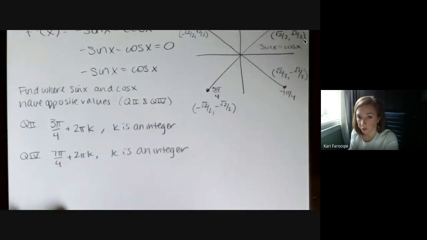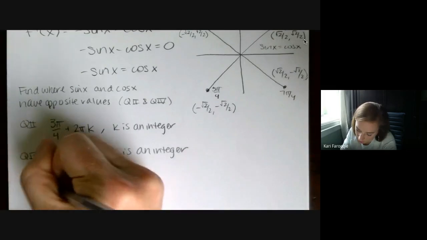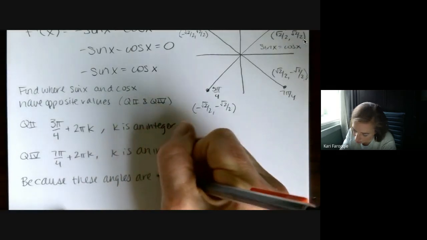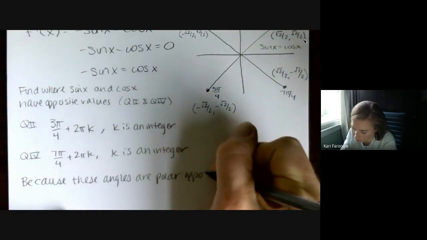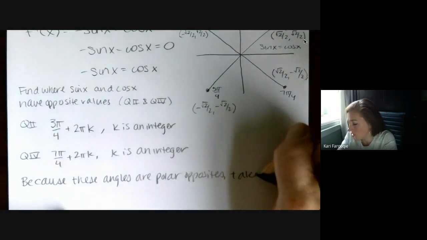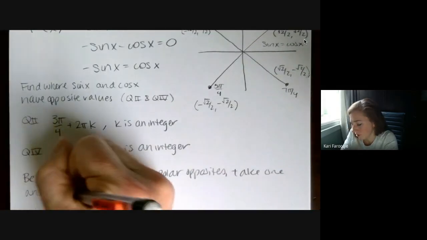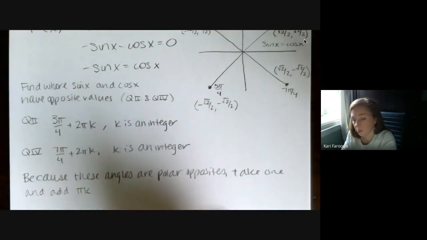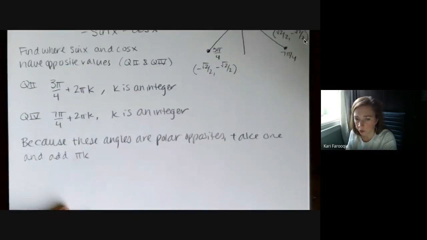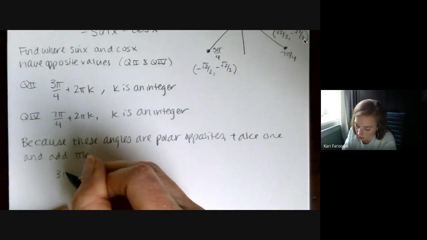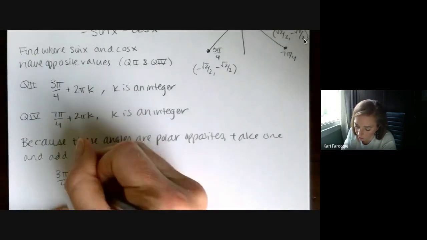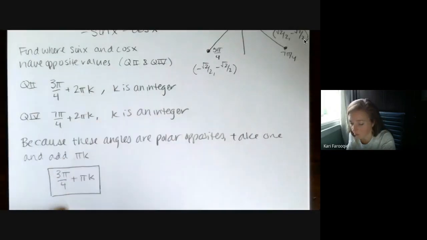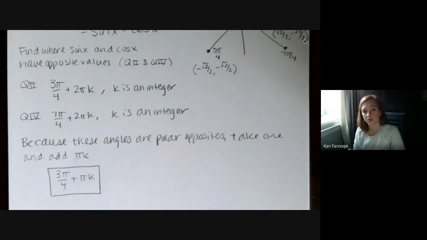So the way that we would write this more concisely, and I would say because these angles are polar opposites, take 1 and add pi k to it, not 2 pi k. You can always add pi k. Now, it technically doesn't matter which one you choose, but I would probably just say, take this angle 3 pi over 4 and add pi k to it. And this will give you every single place on that graph where you're going to have a horizontal tangent line.